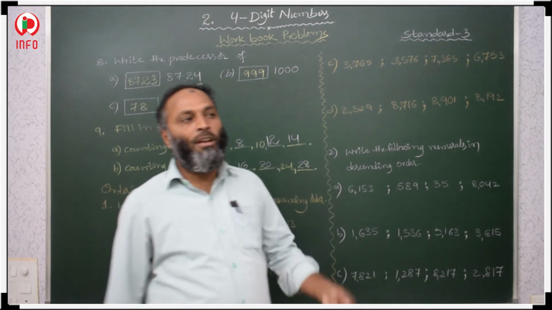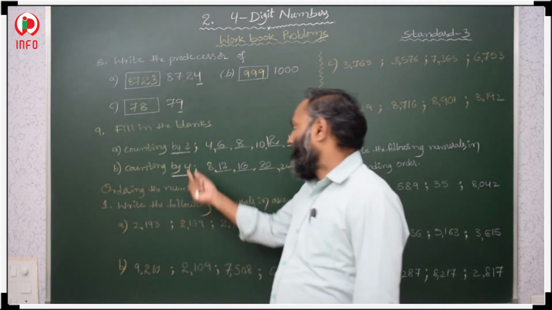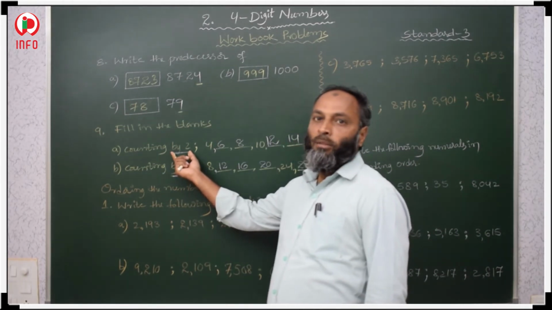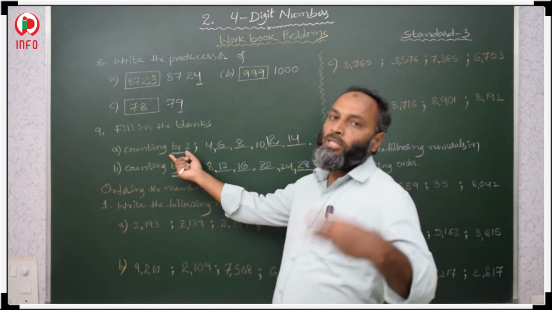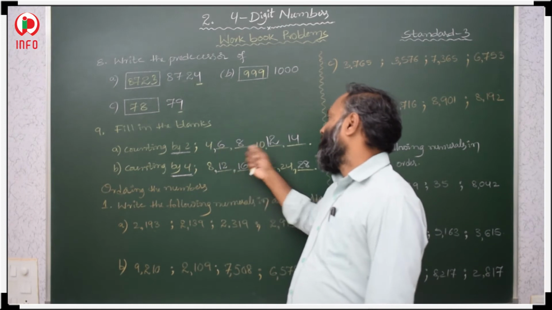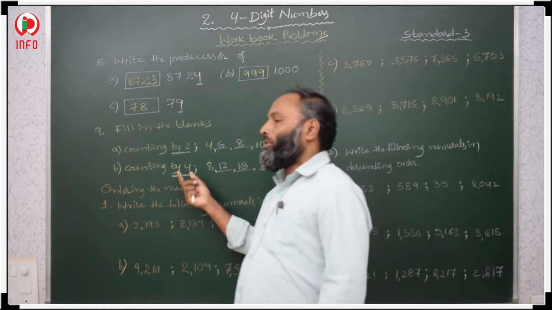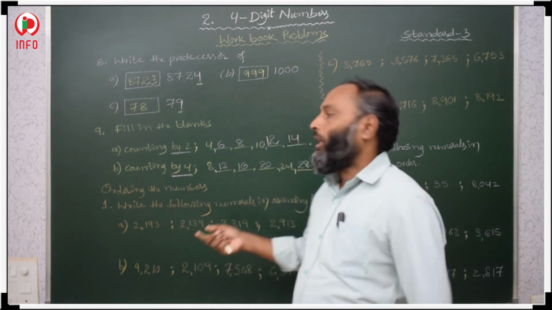Counting by 4, counting by 2, whatever it is, we just have to see what is given. Counting by 2 means we have to increase by 2, 2, 2, 2 and fill the blanks. Counting by 4 means we have to increase by 4, 4, 4, 4 and fill the given blanks.